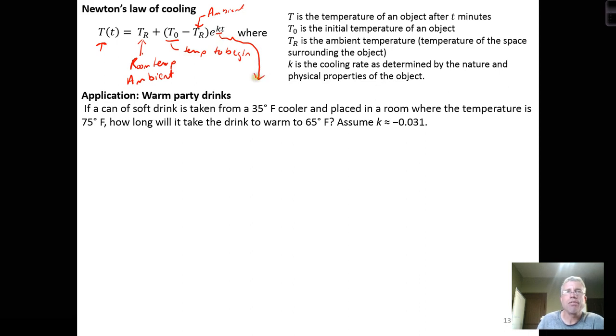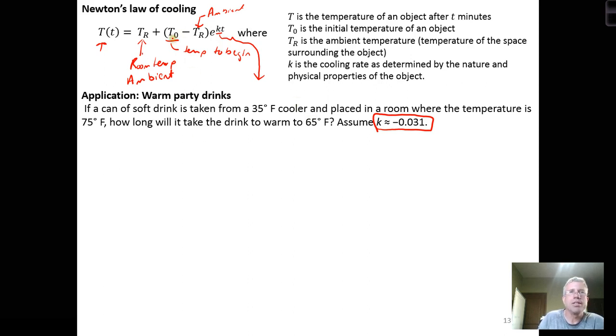We don't know how to find K yet. We will know how to find K in about a week. But for now, when you have these types of problems, they're going to tell you what K is, because we don't know yet how to find K. And then T is just the time increments that you're working in: minutes, hours, days, weeks, years, whatever the measure of time is that you're using.